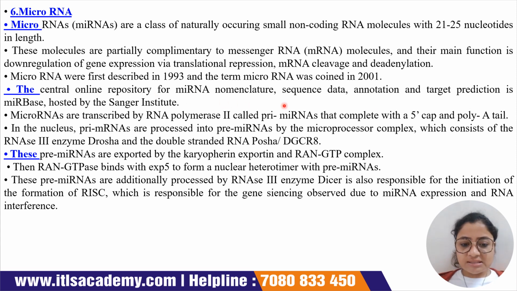They were first described in 1993, and the term microRNA was coined in 2001. The central online repository for microRNA nomenclature, sequence data annotation, and target prediction is miRBase, which is hosted by the Sanger Institute. MicroRNAs are transcribed by RNA polymerase II, called pri-miRNAs, that carry the 5' cap and the poly A tail. In the nucleus, the pri-miRNAs are processed into pre-miRNAs by the microprocessor complex, which consists of the RNase 3 enzyme DROSHA and the double-stranded RNA binding protein DGCR8, also known as PASHA.